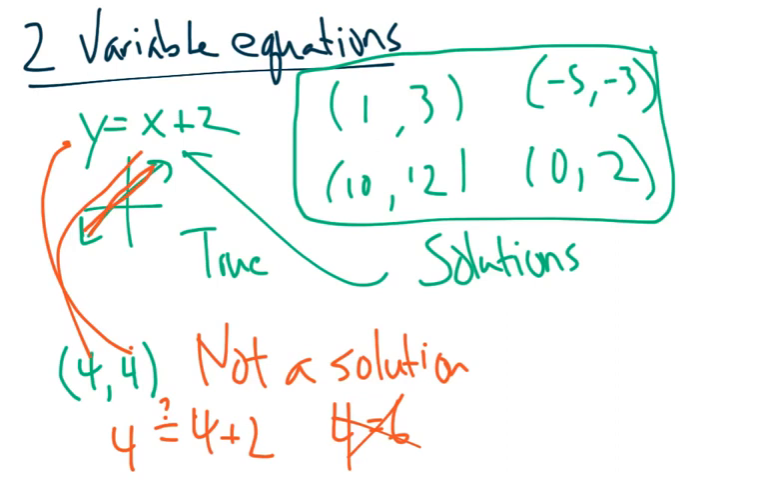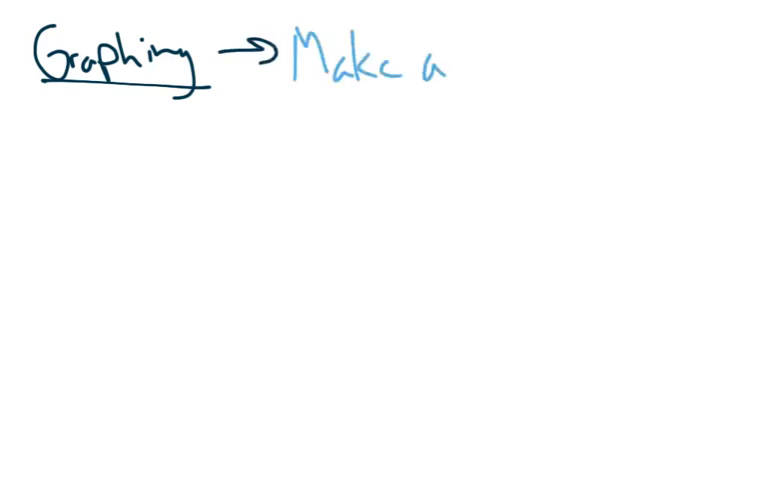So that's the first thing: when we have these equations, we're looking for solutions, points that make the equation true. Second, we started talking about graphing our equations. And when we're graphing, what that really means is make a table and put some points in there. So let me cook up a couple straightforward examples.